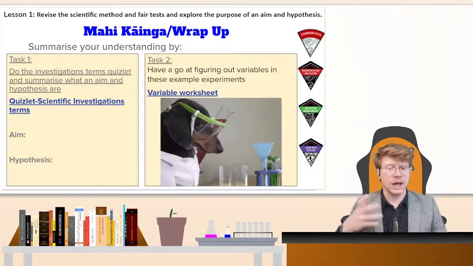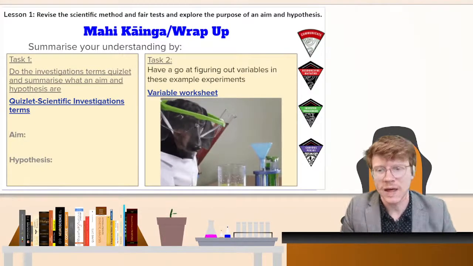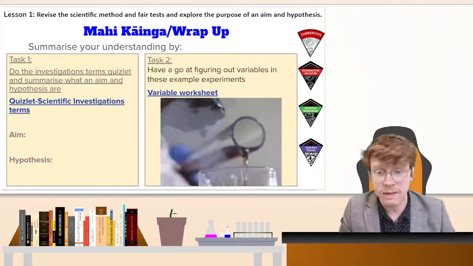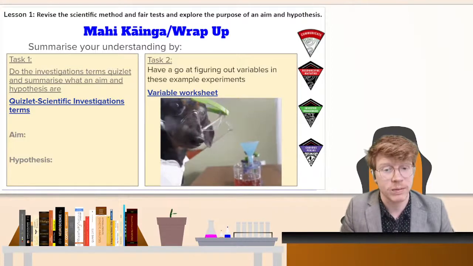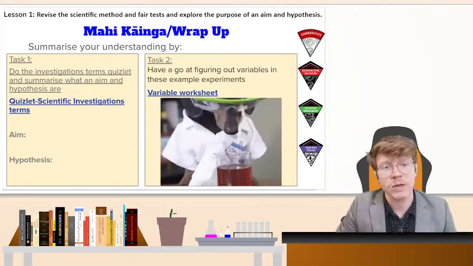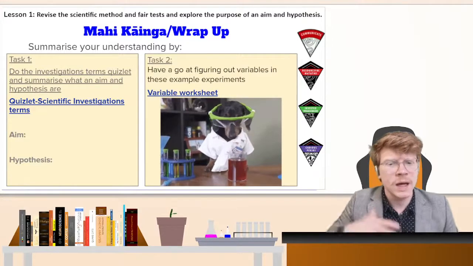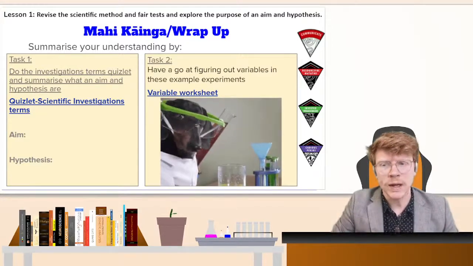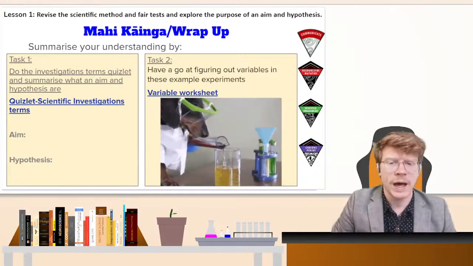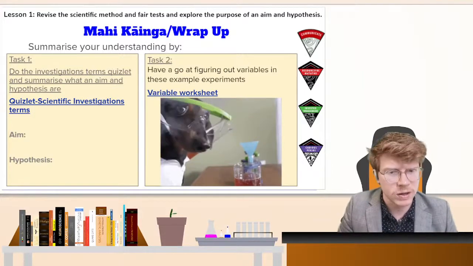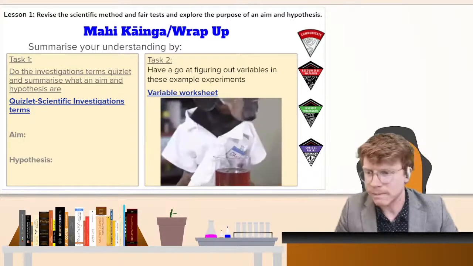The first thing is looking at aims and hypotheses. So if that's a task that really appeals to you, if you need to work on your aims and hypotheses, that's a good one to look at, and that Quizlet will help you out with that. The next one, which is probably the more challenging one, so if you're a big brain, I would attempt this one, is a variable worksheet. Looking at those different variables and identifying which one's the independent, which one's the dependent, what are you going to control, that sort of thing.